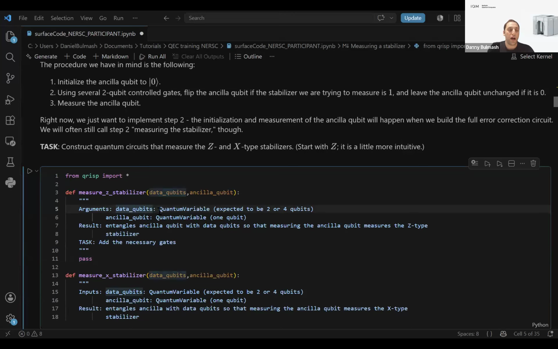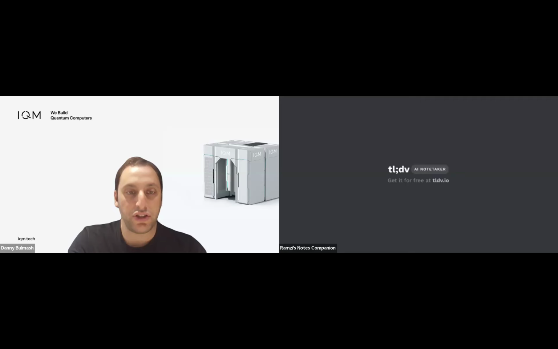So we're given data qubits, which, in CRISP, you can think of a quantum variable as just an array of qubits, and an ancilla qubit, which is one qubit. And the result is that we want the ancilla to get flipped if the Z-type stabilizer gives you 1, and it does not get flipped if the Z-type stabilizer gives you 0. If you remember, yesterday we actually talked about that. Let me pull out the slides for that real quick so I can show you and share that.